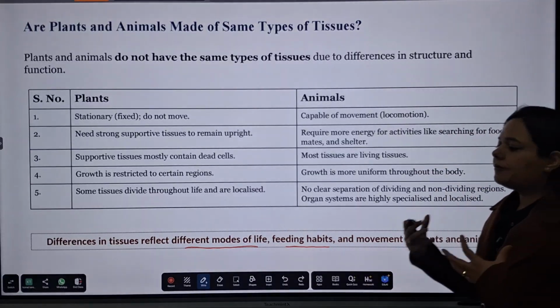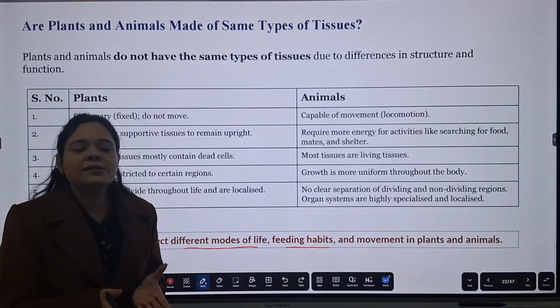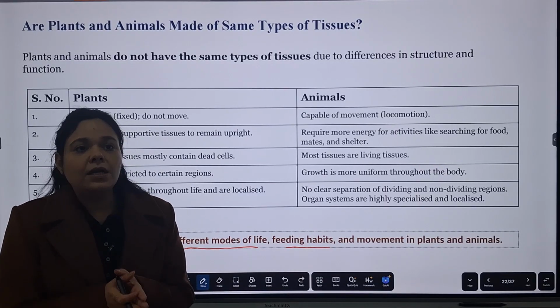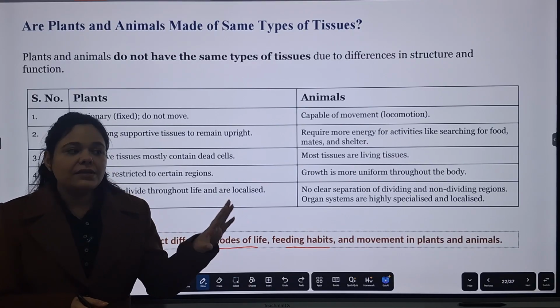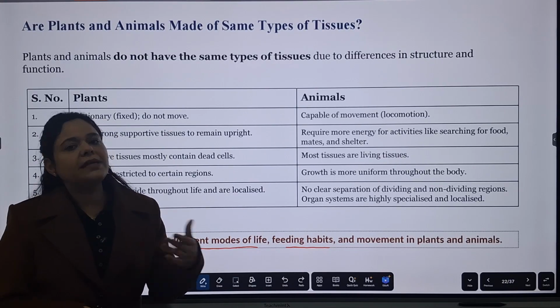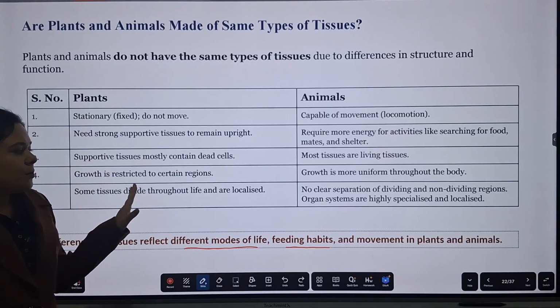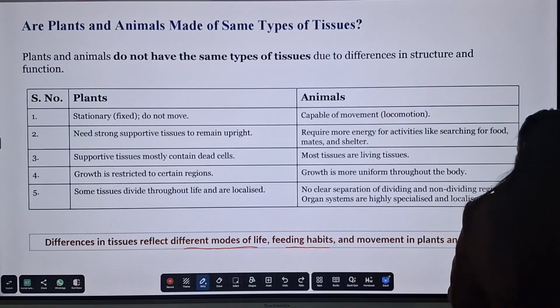So because of the difference in the structure and because of the difference in the type of functions that these tissues need to perform, their structure is also very different. Because of the function that plant needs to do, it needs to have different tissues from the animals. First, we will study plant tissues in detail. So let's start with plant tissues.